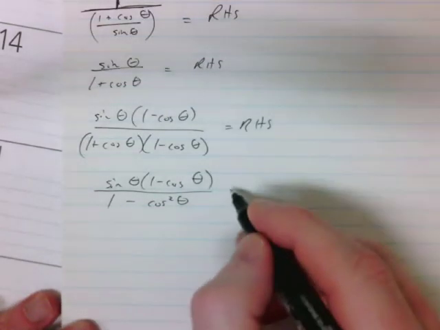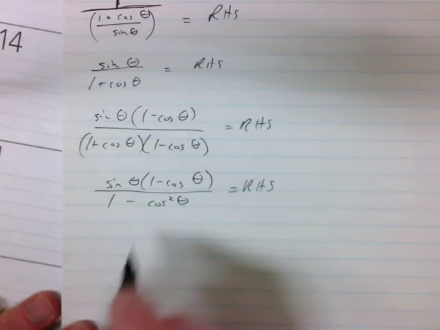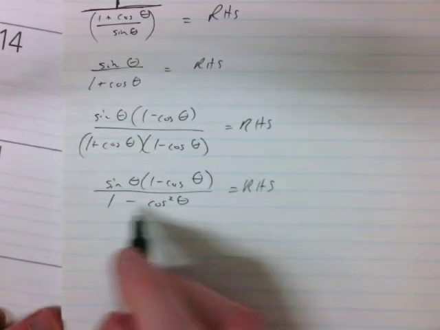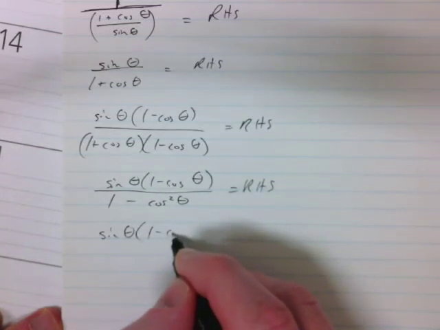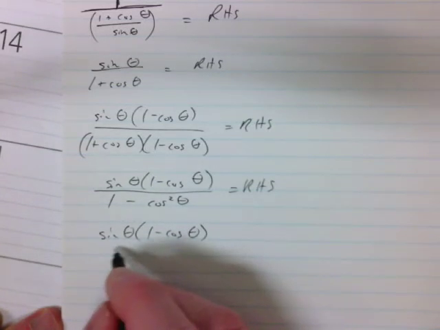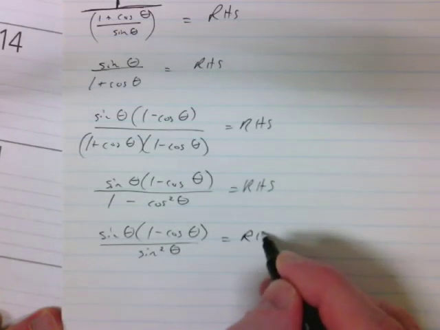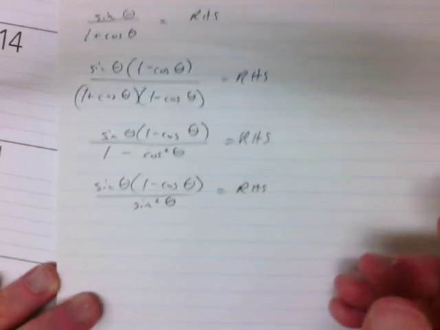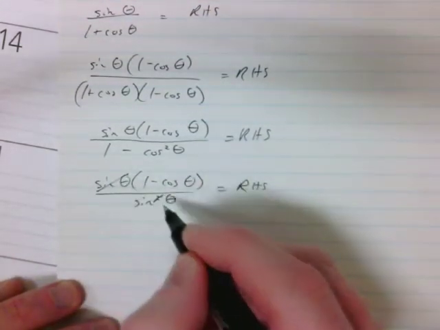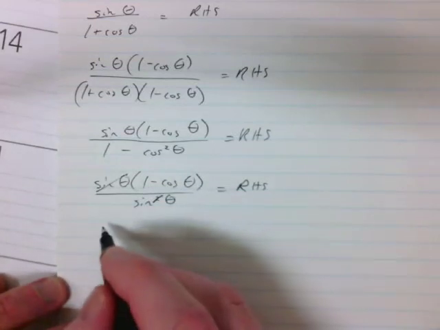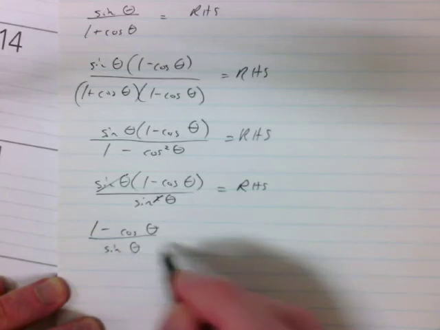Now we've got an identity that we can work with. We've got a substitution we can make. For 1 minus cos squared theta, I'm going to throw in sine squared of theta. So sine of theta times 1 minus cos of theta all over sine squared theta. I guess you can pause this if I'm going too fast. This sine can cancel with one of these. So it's 1 minus cos of theta all over sine of theta.